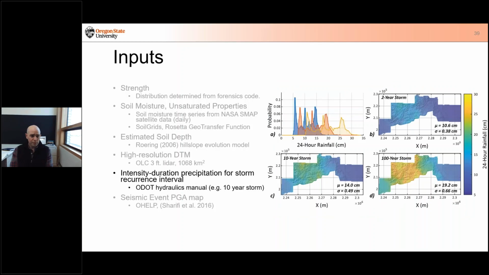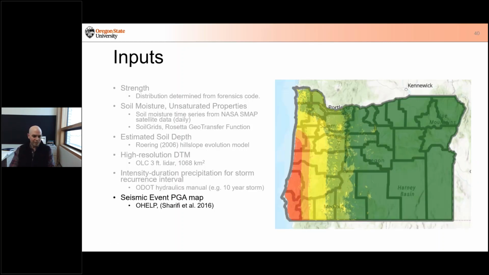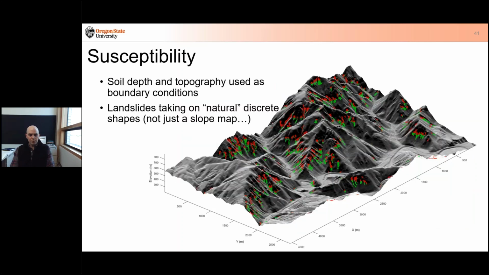We can use IDF data for storm intensity. That's all available to us in map form, which is another utility of using spatial data for these types of analyses. There's a lot of things you can compare. And finally, a shake map, as you can see here, for anything from a magnitude 8 to a magnitude 8.7 event. So we use soil depth and topography as boundary conditions effectively.